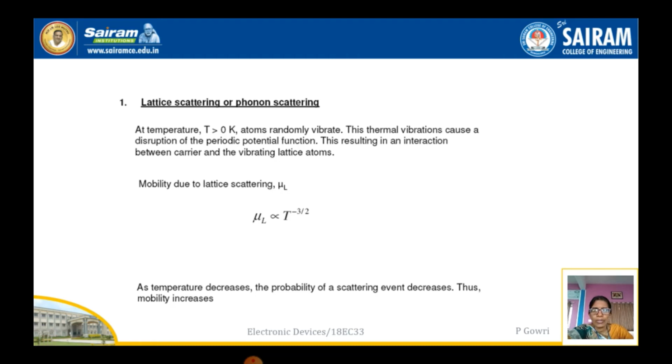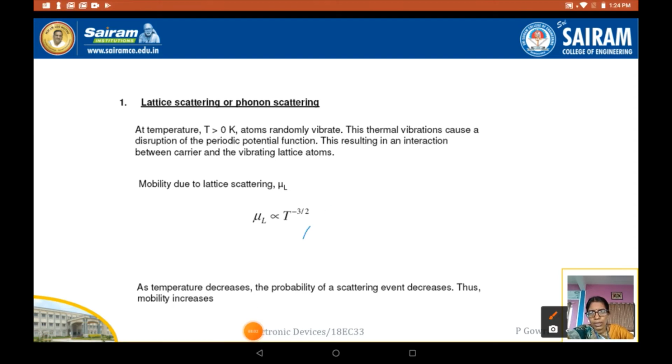So here it is given as mu l, that is the mobility of the charge carriers due to the lattice scattering, is proportional to T power minus 3 by 2. That is, it is inversely proportional to the temperature. That is, as temperature increases, the mobility decreases. So this is called the lattice scattering.